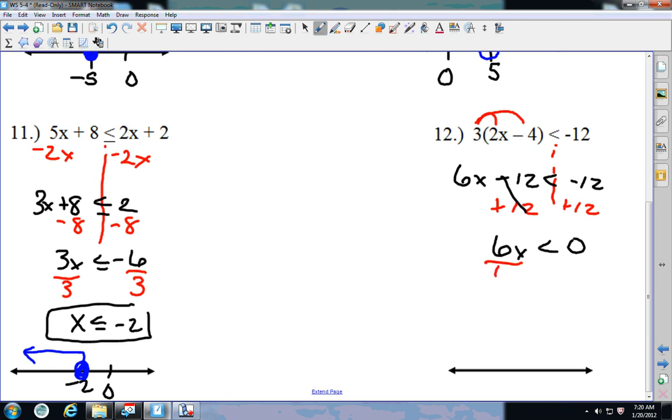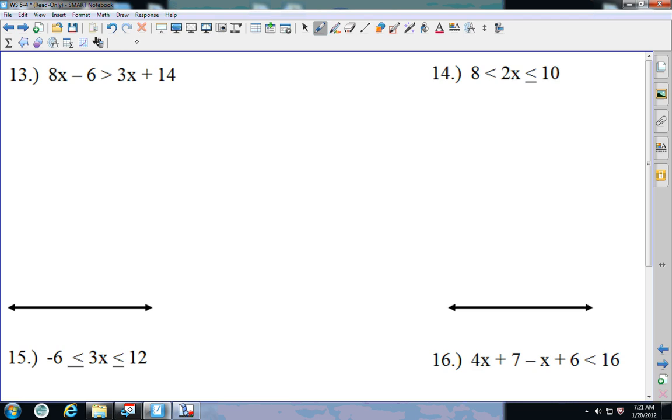Now we divide by 6. And we get x is less than 0. So now here is 0. I'm going to put an open circle, and I'm going to shade to the left.